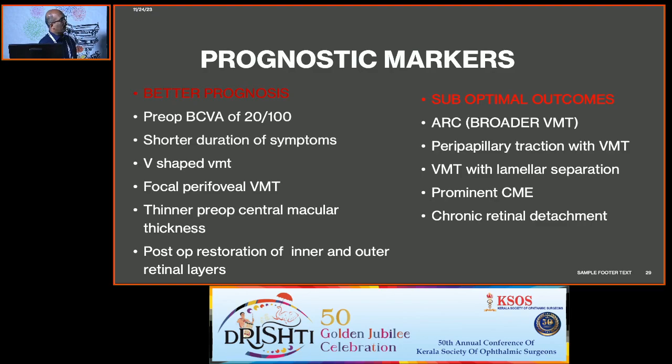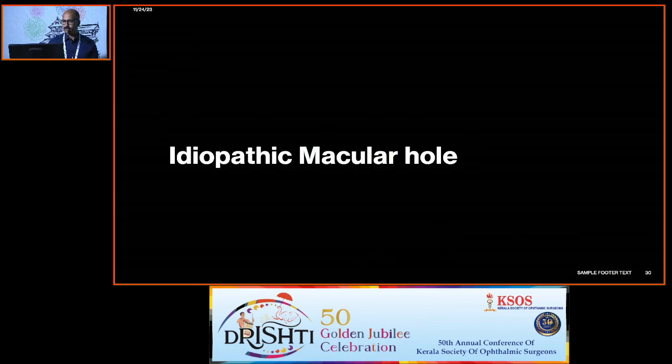Better prognostic biomarkers on OCT are a shorter duration of symptoms, a V-shaped or focal VMT, a thinner preoperative central macular thickness, and a postoperative restoration of the inner and outer retinal layers.